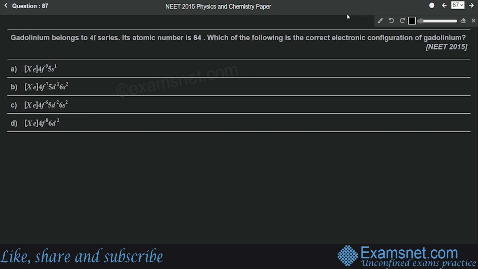Question number 87 is again from D and F block elements, and the question is, gadolinium belongs to 4F series. Its atomic number is 64. Which of the following is the correct electronic configuration of gadolinium? So it's very easy. The electronic configuration of gadolinium will be xenon, then 4f7, 5d1 and 6s2. Option B will be the correct answer.